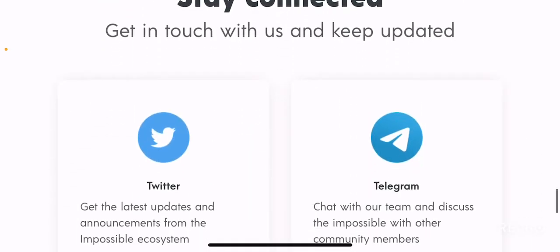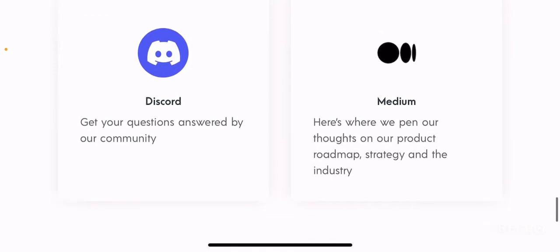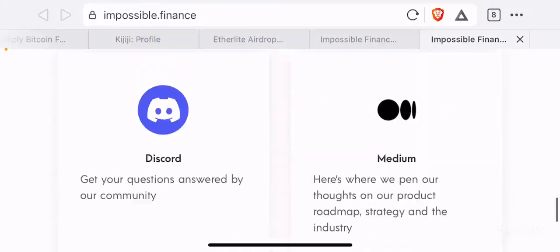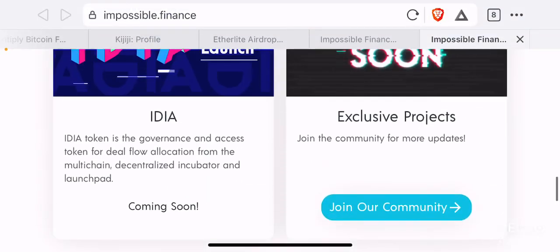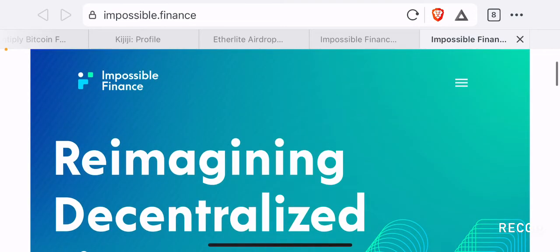And if you want to stay connected and access their social media pages, you can do so by their website, right? And here's their contract address if you want to access this project on Binance Smart Chain. So again, overall, it's a pretty wholesome project. It aims to do something slightly different compared to other IDO platforms, and you can learn more about this project through their website, right?